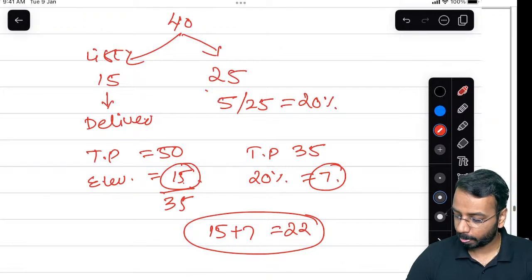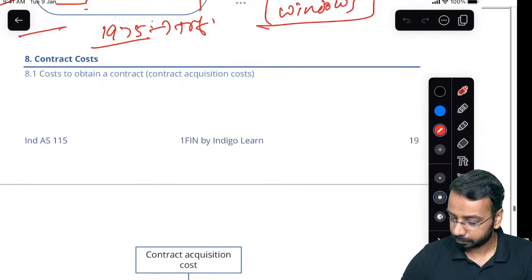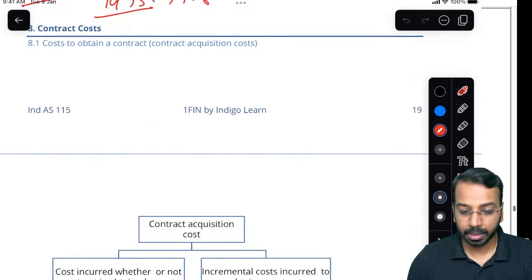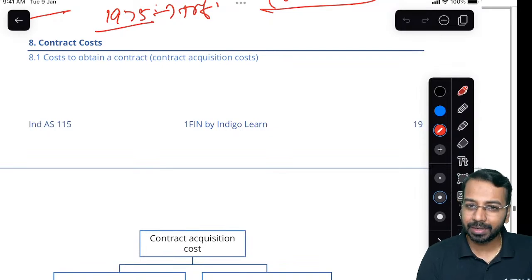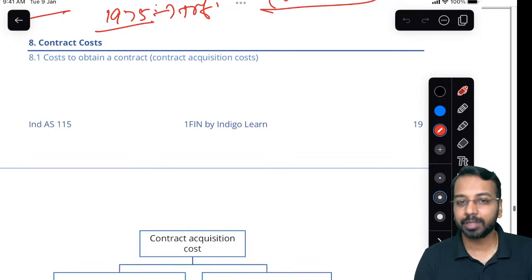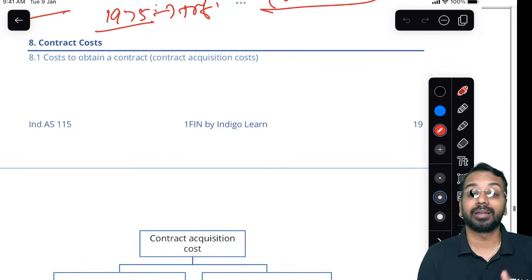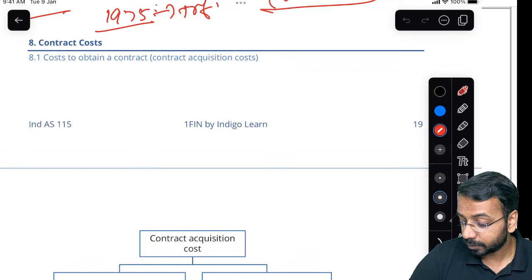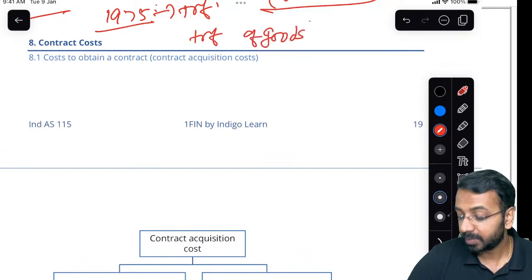Okay, no questions. Now, coming back. Some miscellaneous aspect. So far what I have done, we have understood the 5 steps. Identify the contract, then identify the performance obligation, determine the transaction price, then allocate the transaction price to performance obligation, and lastly, recognize revenue. Please remember, whenever you have to recognize revenue, you have to see that there is a transfer of goods or services.